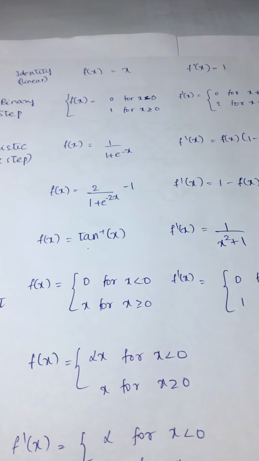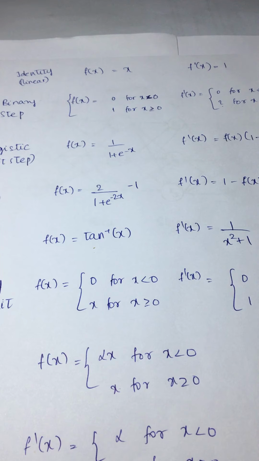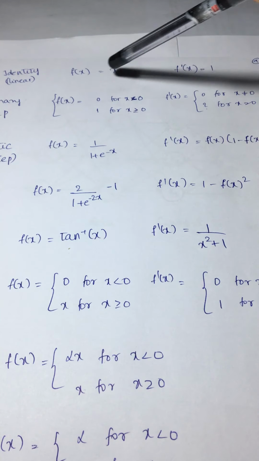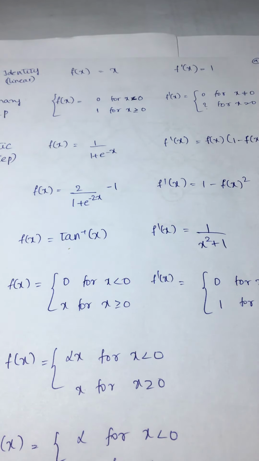So this is sort of an aggregation of each activation function which was discussed previously, along with the other commonly used activation functions. The first one is basically your identity function, which is straightforward, where you just take f of x is equal to x, and the derivative is 1.